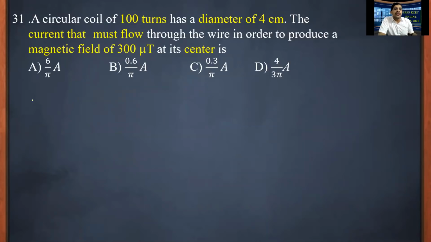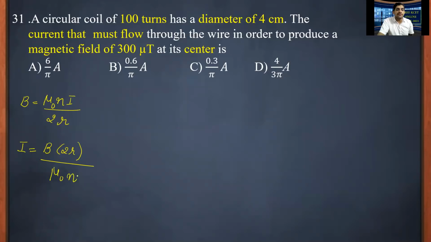So we have the formula for the magnetic field at the center. B is equal to mu naught Ni divided by 2R. What we are asked to find is the current required to produce a magnetic field of 300 microtesla. So I is equal to B into 2R divided by mu naught into N.